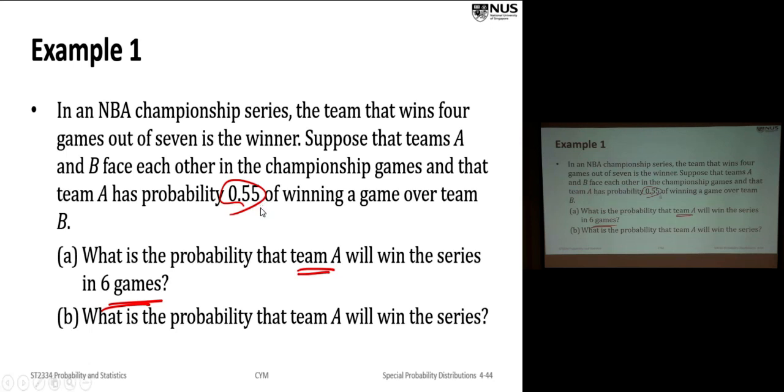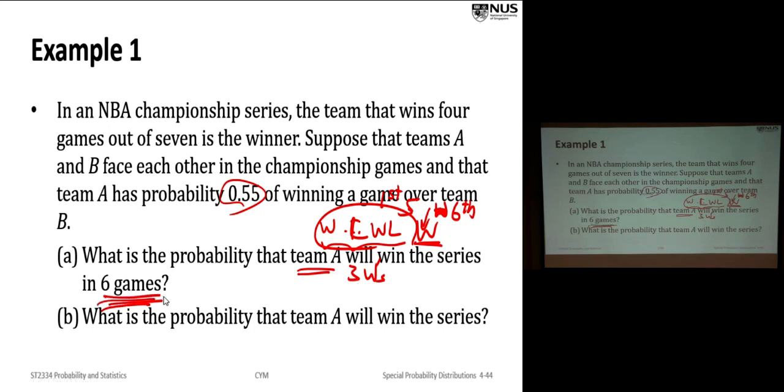So we ask, what's the chance that Team A will win the series in 6 games? In other words, win, lose, win, lose, something like that. But we want the sixth one to be the winning game, and not only that, there are 3 W's in the first 5 games. So the 6th game is the winning one for Team A.